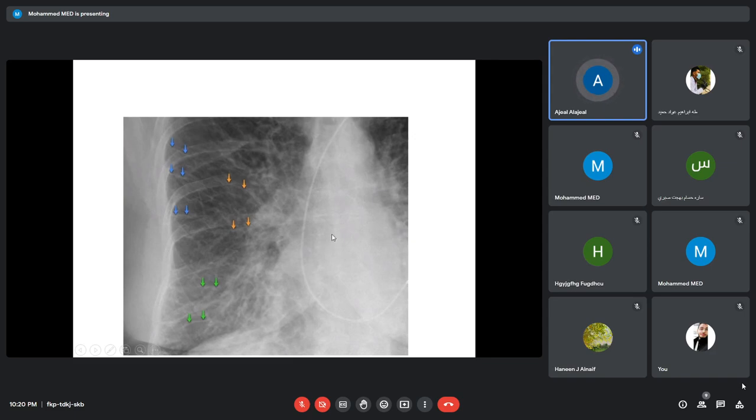Okay, this is an important slide. This is what you see in heart failure. In heart failure, you can see curly A lines. The orange arrows are veins coming out from the hilum, and they fade away towards the periphery.